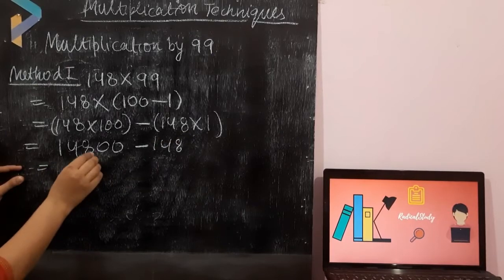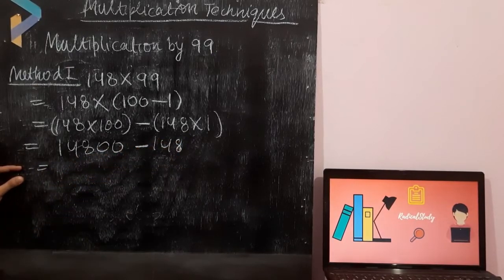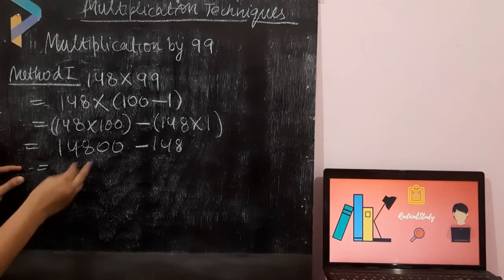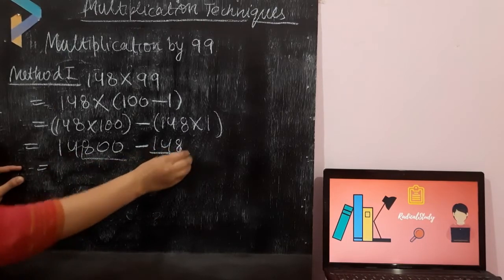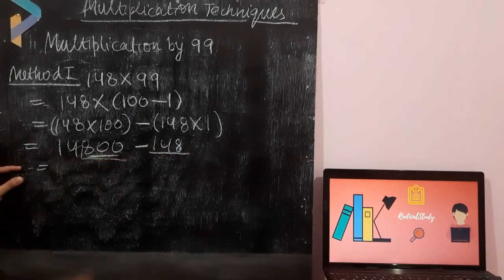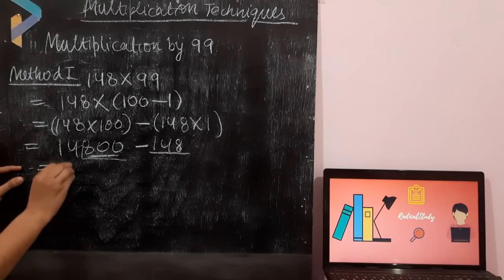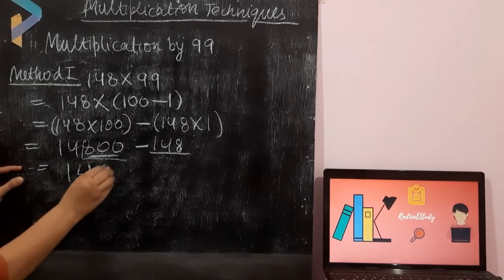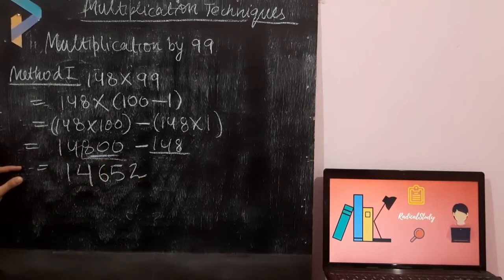Okay students, now the next one will be 148. Now can we subtract 14,800 minus 148? Because this is a 3-digit number and this is also a 3-digit number, I am subtracting till here only. You can subtract with the whole also. It's totally up to you. So the answer will be 14,652.